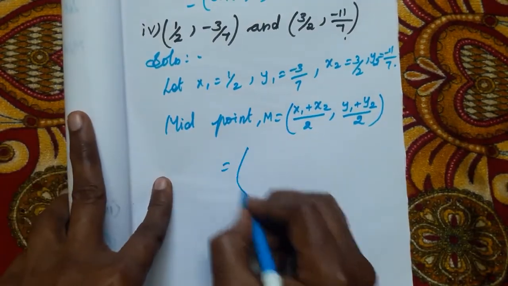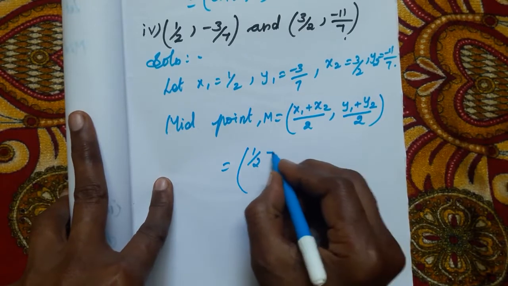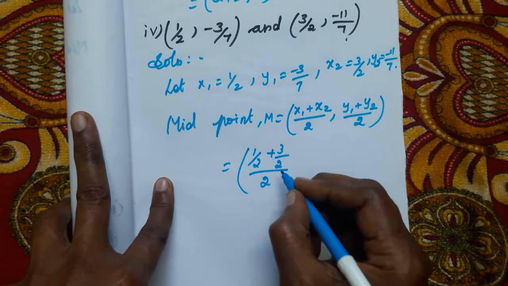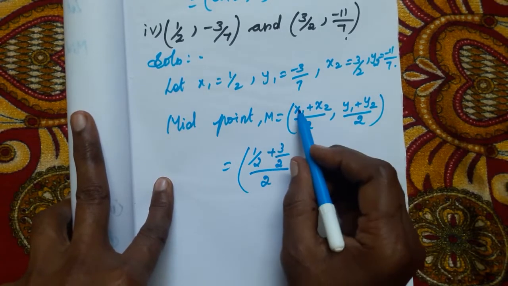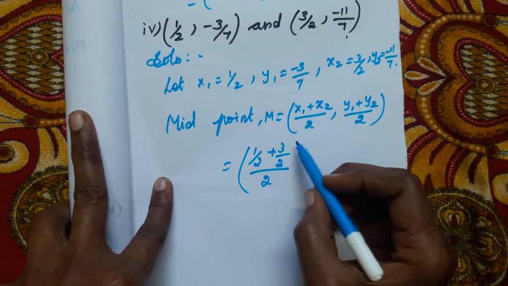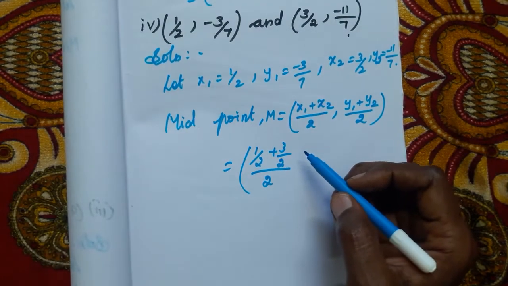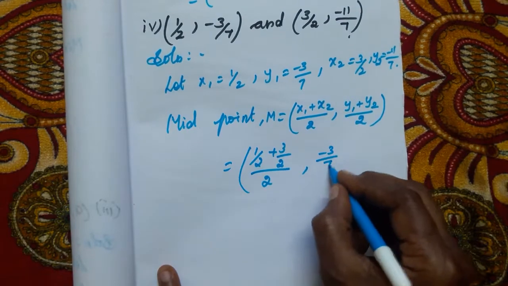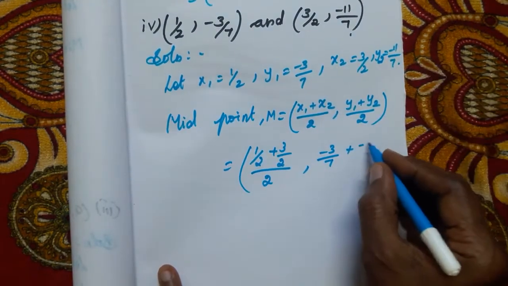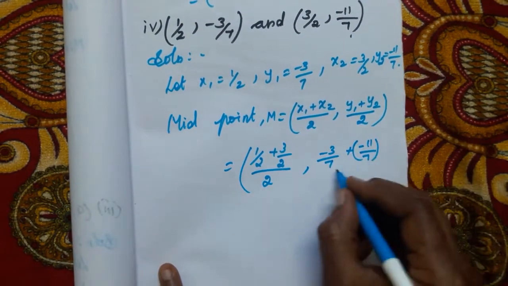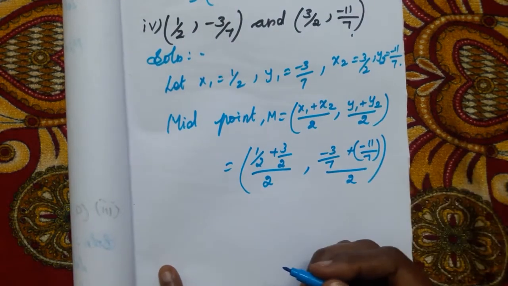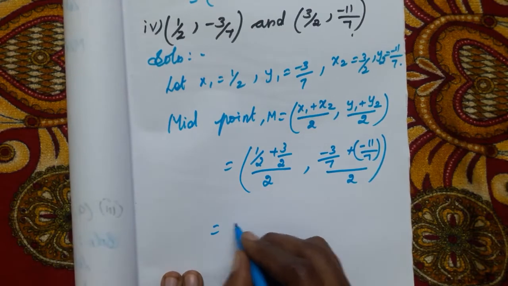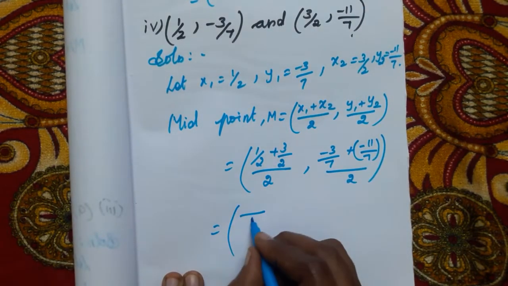Substitute x1 in place 1/2. Next, x2 in place 3/2, divided by 2. So x1 in place 1/2 plus x2 in place 3/2, divided by 2, comma, y1 in place -3/7 plus y2 in place -11/7, divided by 2. Clear? Any doubt?